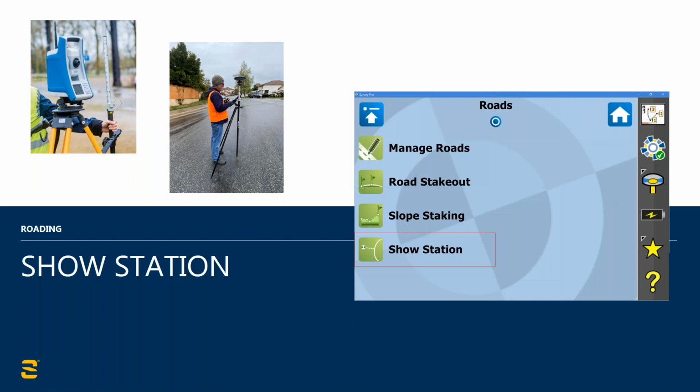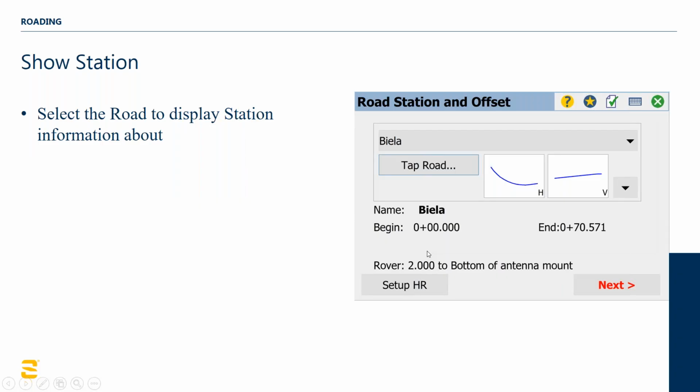Okay, finally, show station. A lot of people want to see their station while they're road staking or slope staking. One technique is underneath this gold star, which we call the quick pick. I can add show station to this so that even if I'm in road stakeout or slope staking, I still have access to show station, which is quite useful. It's nothing more than showing me where I'm at in relation to the road templates.